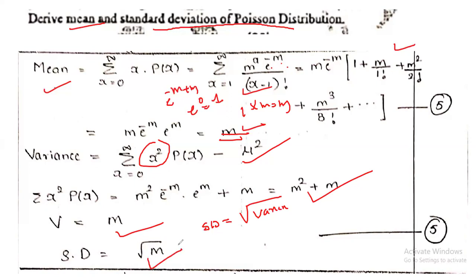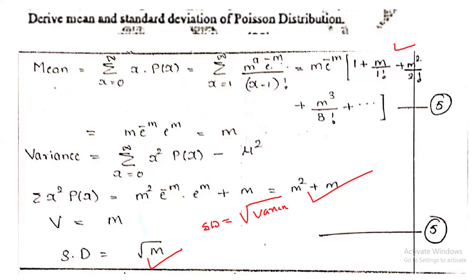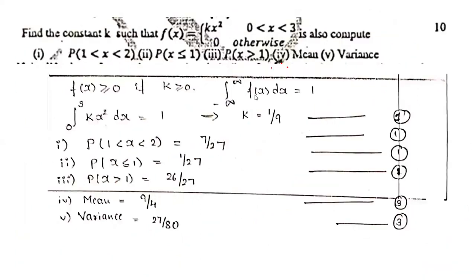Therefore, standard deviation will be square root of m. So try to remember these steps. Very simple one only. You can score full score. There is no doubt because it's a problematic paper. There is a probability to get 100 out of 100. Okay, surely you can score full marks.